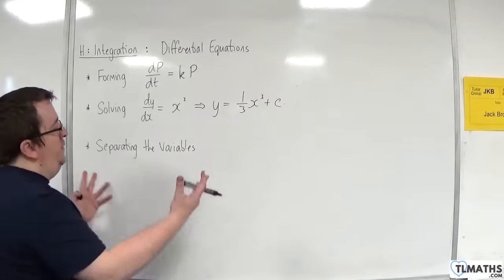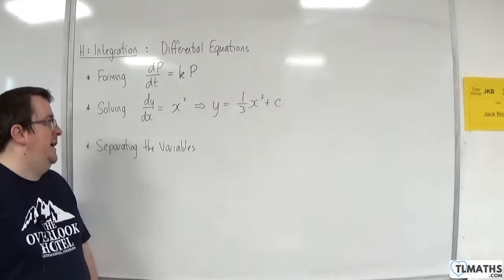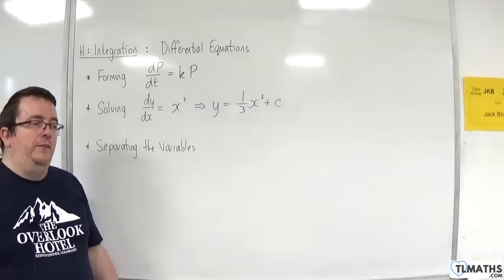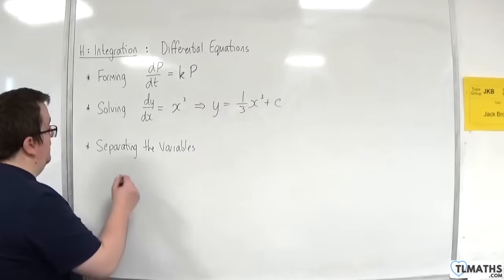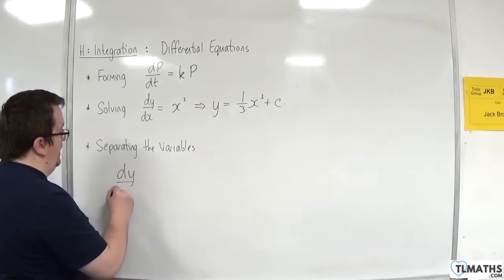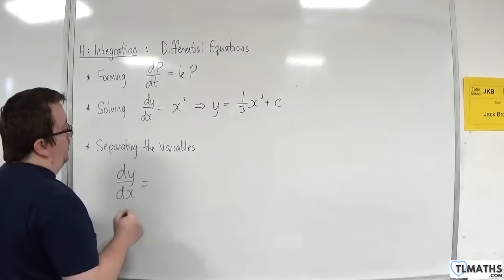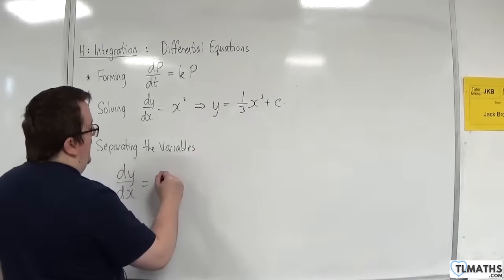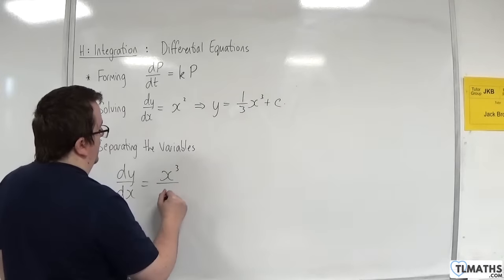However, then you've got a second year technique of separating the variables. This is when you have something like dy by dx is equal to, let's say, x cubed over y.